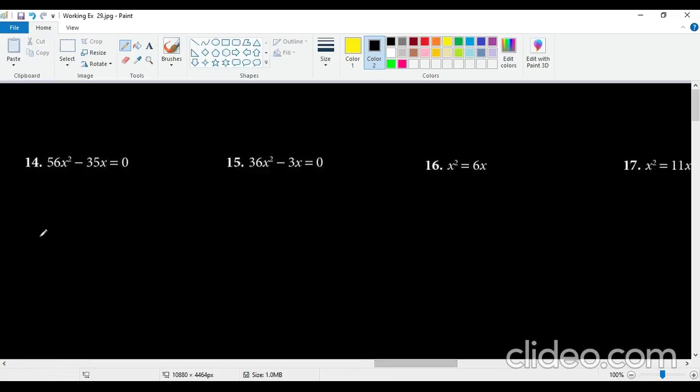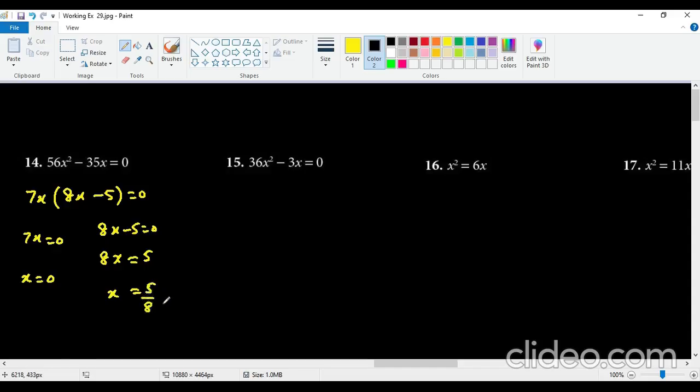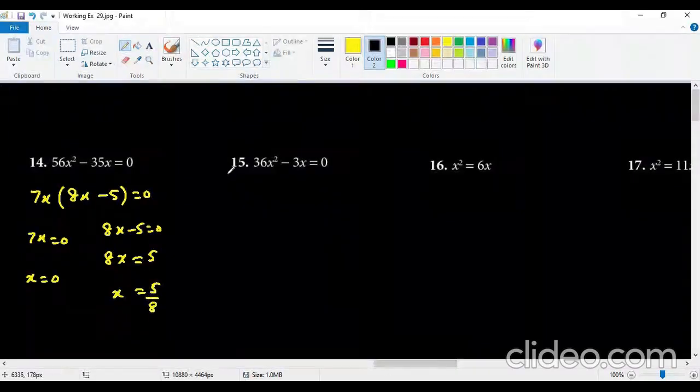I can see in question number 14, 7x is common in both of them, and 8x minus 5 is going to be another factor. So 7x equals 0. That means x also equal to 0. And 8x minus 5 equals 0. That means 8x equals 5. That means x equals 5 over 8 is going to be the answer for question number 14.